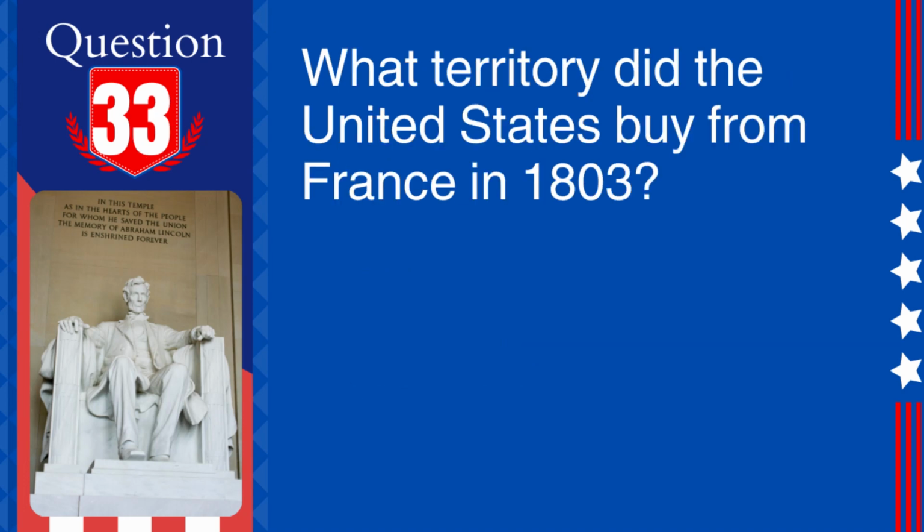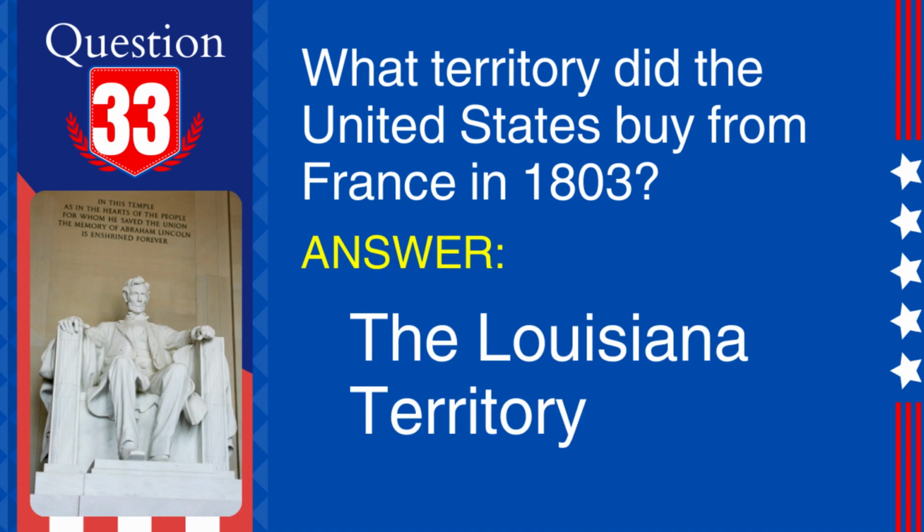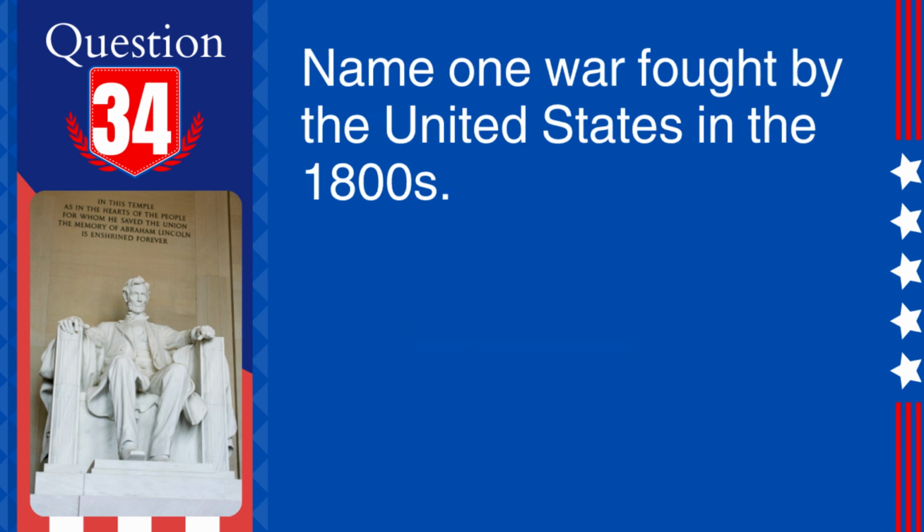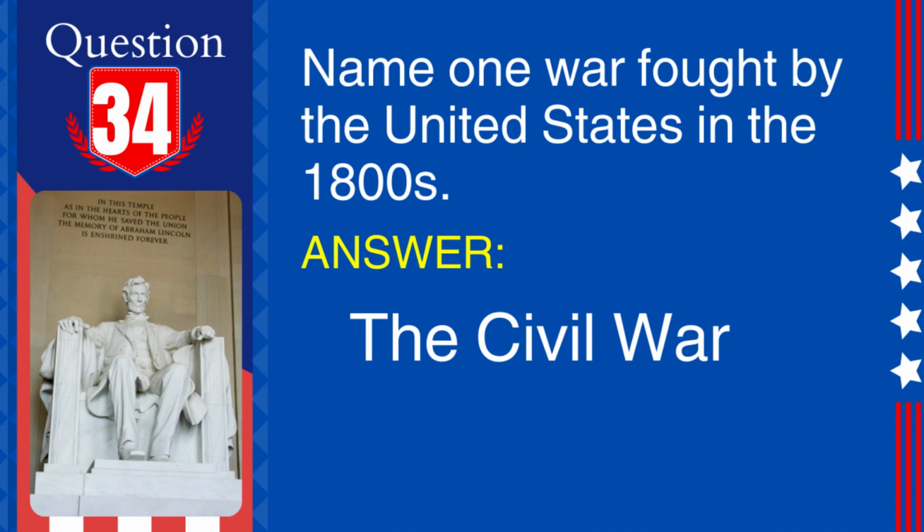33. Question. What territory did the United States buy from France in 1803? Answer: the Louisiana Territory. Explanation: the Louisiana Purchase was a significant land acquisition by the United States from France in 1803, which nearly doubled the size of the nation. 34. Question. Name one war fought by the United States in the 1800s. Answer: the Civil War. Explanation: the Civil War, fought from 1861 to 1865, was a pivotal conflict in U.S. history, primarily concerning the issues of slavery and states' rights.